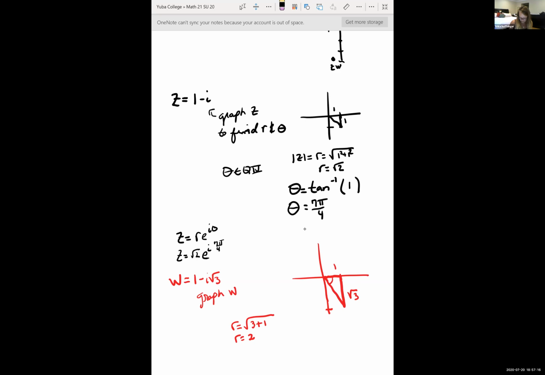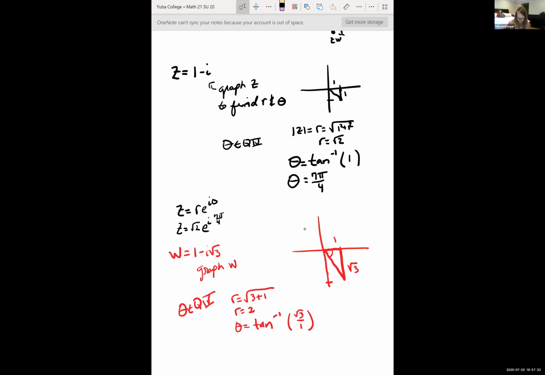Theta is tan inverse of opposite, which is root 3 all over 1. Theta is contained in quadrant 4 here. So looking at this, that is 60 degrees, pi thirds, 7 pi thirds. Nope, 5 pi thirds.